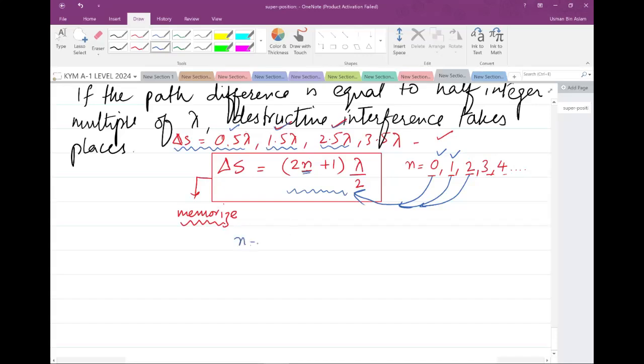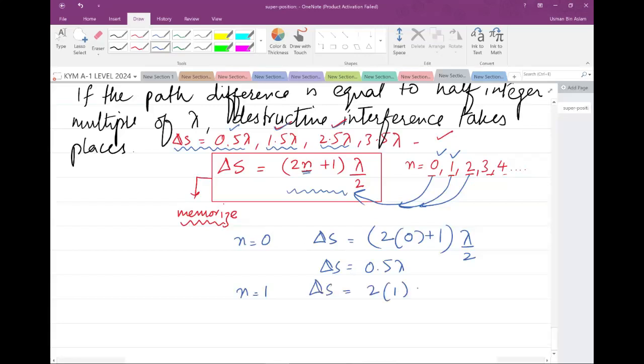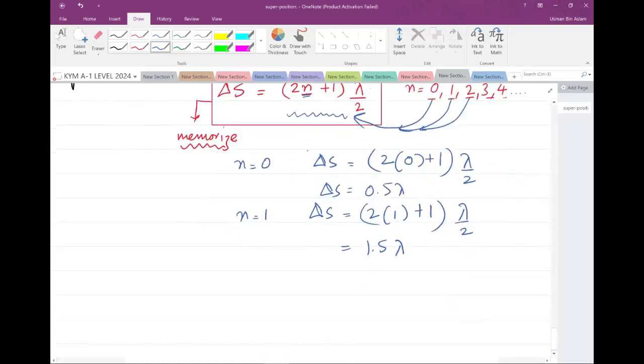So let's say when n is equal to 0, delta S will be equal to (2 times 0 plus 1) and then lambda by 2. This gives you a path difference of 0.5 lambda. When n is equal to 1, which is a whole number, when you place it in this formula, it gives you 1.5 wavelength. Do you see? This formula has been mathematically designed to give you half of an integer value.